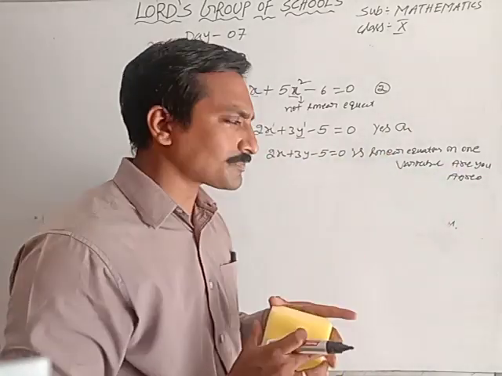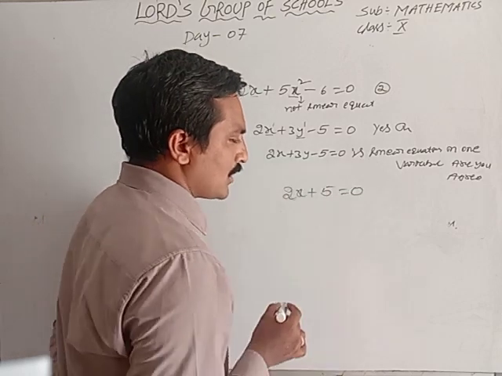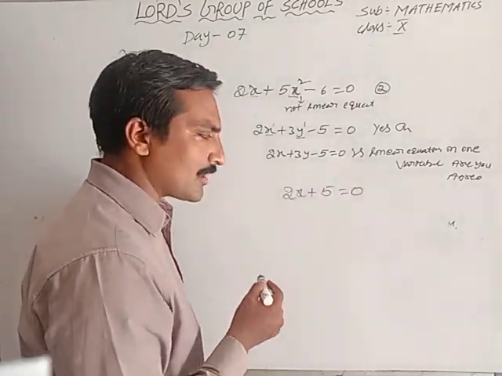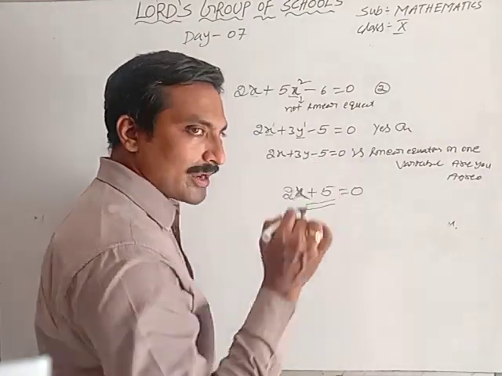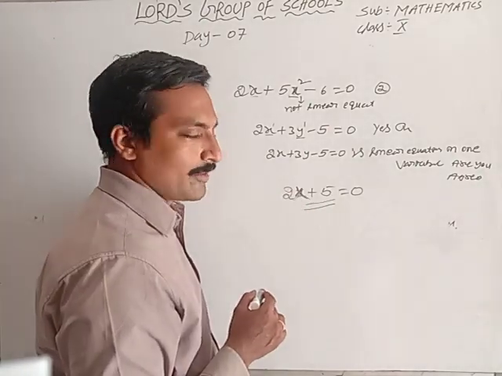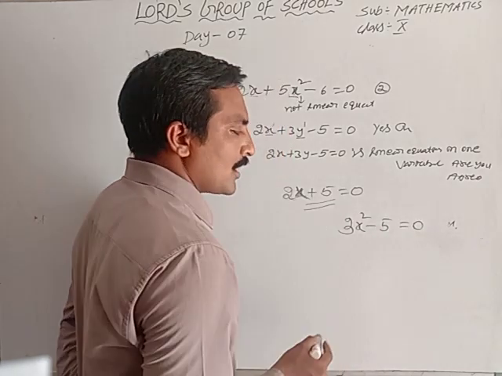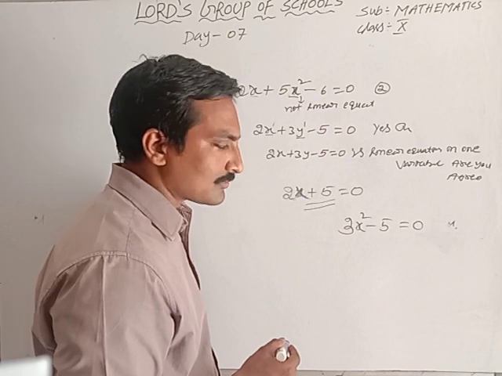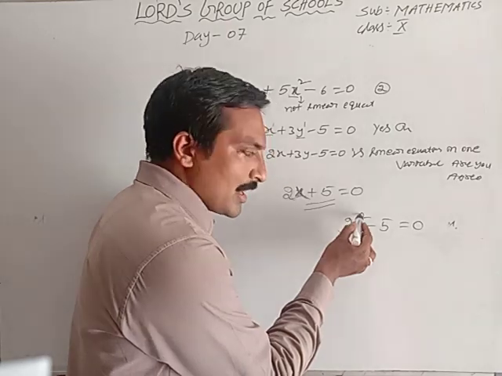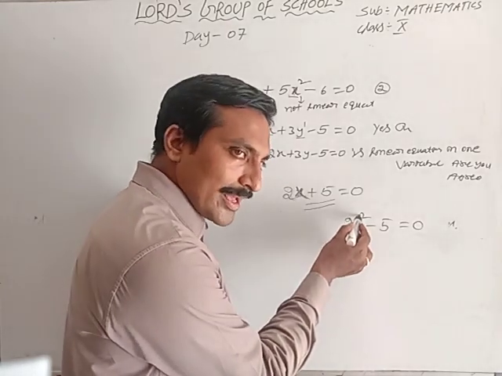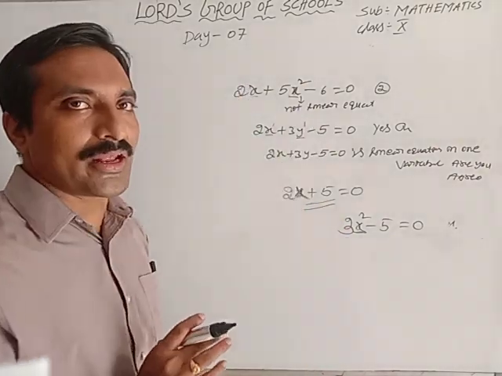So we do not agree. Next, 2x plus 5 is equal to 0. This is a linear equation in one variable, because in this equation only one variable is present. Next, 3x square minus 5 is equal to 0. Is this a linear equation? Just observe that term. What is the variable? X. What is the degree of this variable? 2. If the degree is 2, then it is not at all linear. So this is not a linear equation. Like that you have to identify linear equations in two variables.